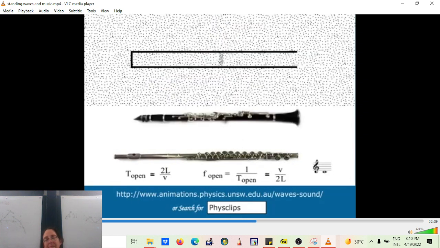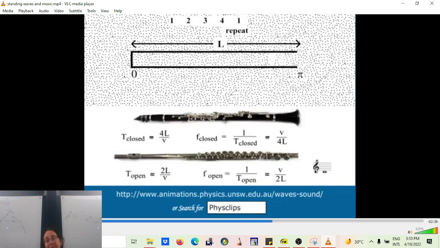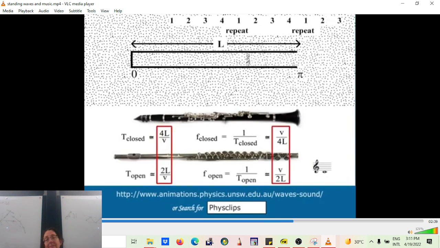The clarinet has one open and one closed end. This time the cycle repeats after the pulse travels four lengths of the instrument. So the period of the lowest note would be about twice as long, and the frequency about half that of the flute.